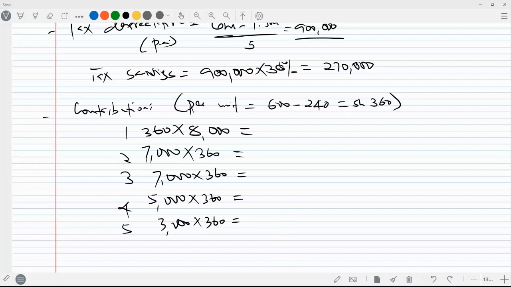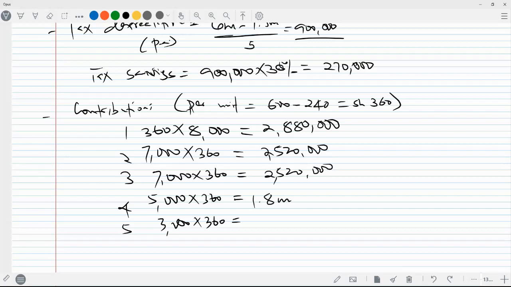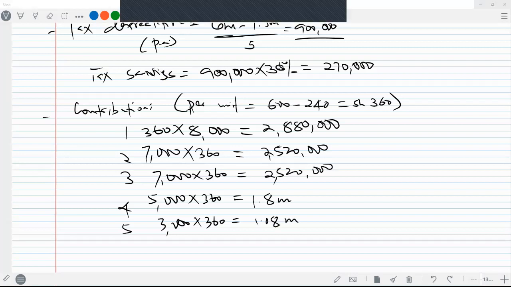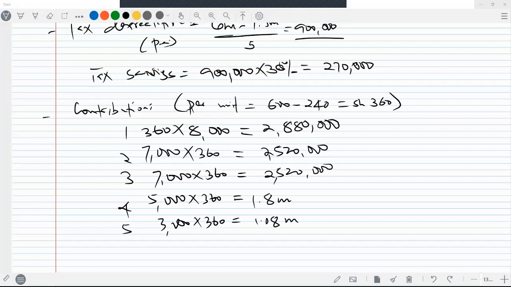Those are what will be the total contribution received over the life of the investment. That will give us year 1, 2,880,000. Year 2, 2,520. The same applies to year 3, 2,520. Here 1.8 million and 1,080. That gives us the contribution to be earned over the life of this investment.